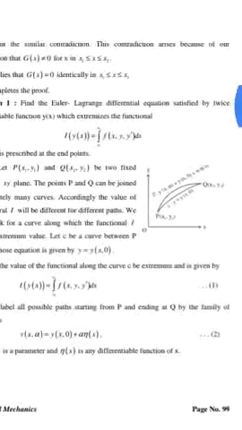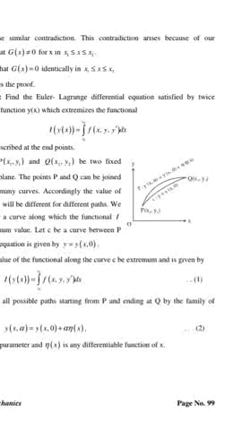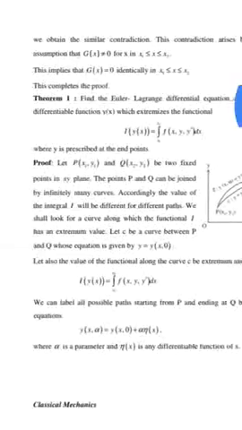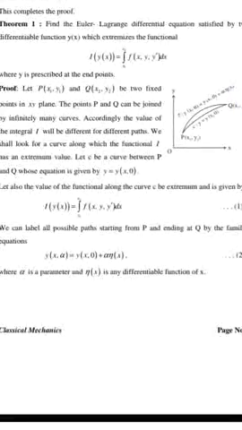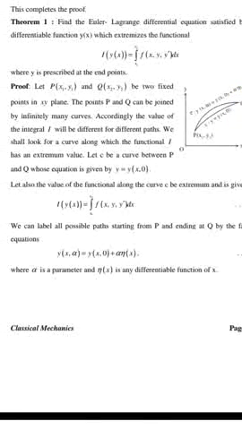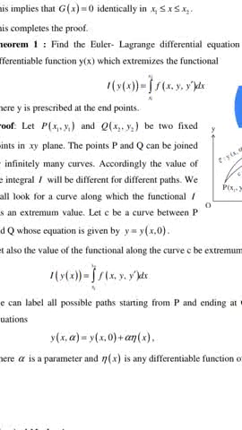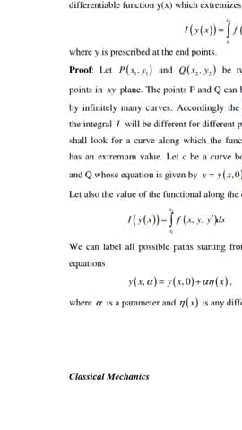Now see here. Find the Euler Lagrange differential equation satisfied by a twice differentiable function y of x, which extremizes the functional I of y of x equal to the integral from x1 to x2 of f of x, y, y dash dx, where y is prescribed at the endpoints.